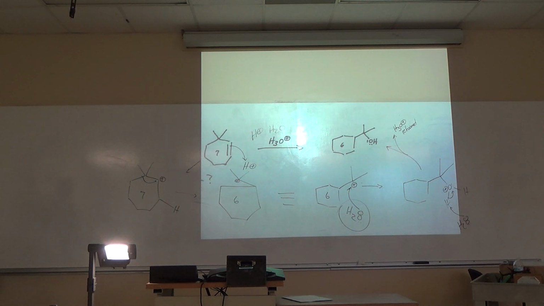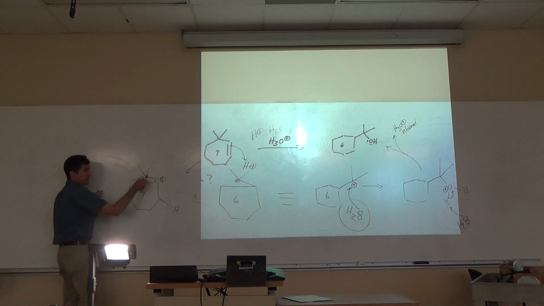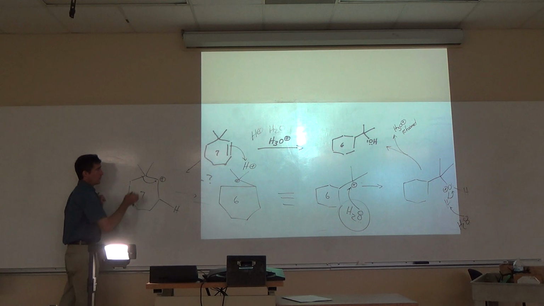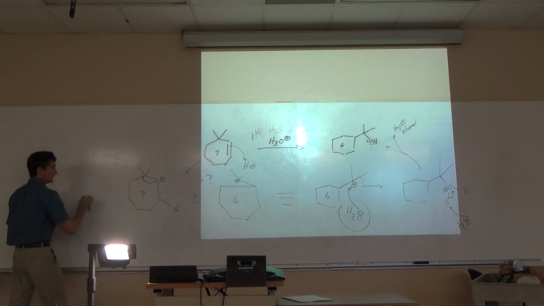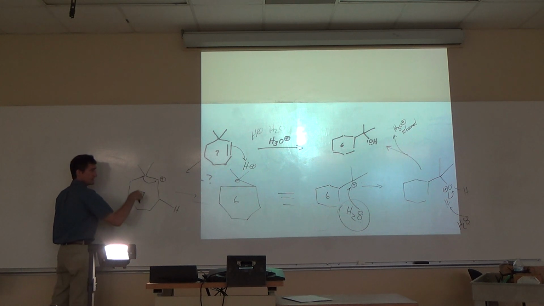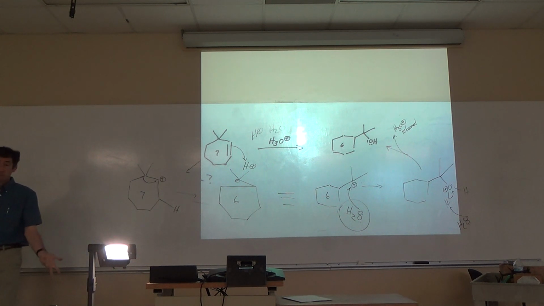but this could have rearranged another way. What if a methyl shifted? I mean, you could do a methyl shift and put a methyl here, cation here, still a 7-membered ring. That's reasonable. It still went to a tertiary cation. Yeah, that'd be a little more difficult to predict the product.